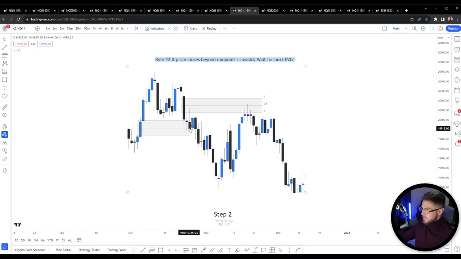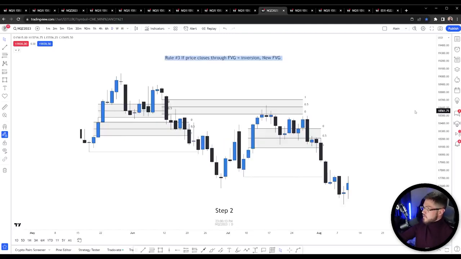to find bias. So right after that, the price tapped into this level up here, and then it went to the downside. So if this happens, you're just sitting on your hands and waiting for the next high probability situation. And this is how we keep such a high win rate. Rule #3 is that if price closes through the fair value gap, this is an inversion.